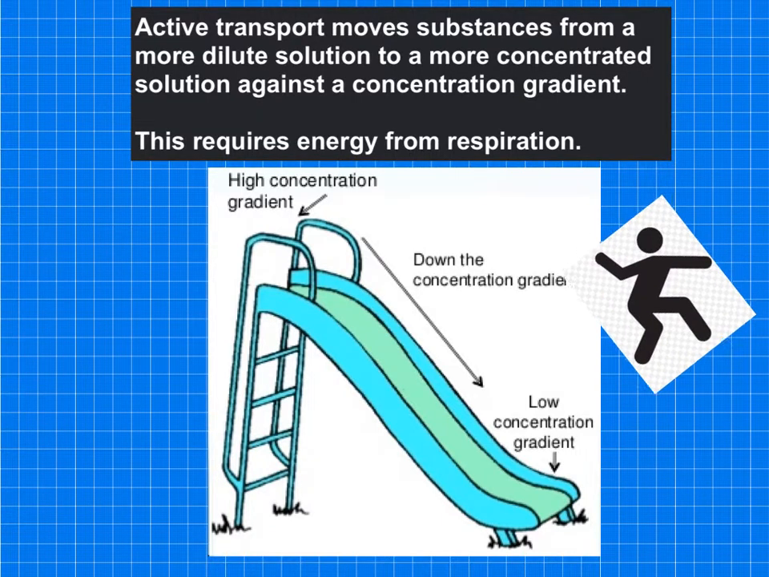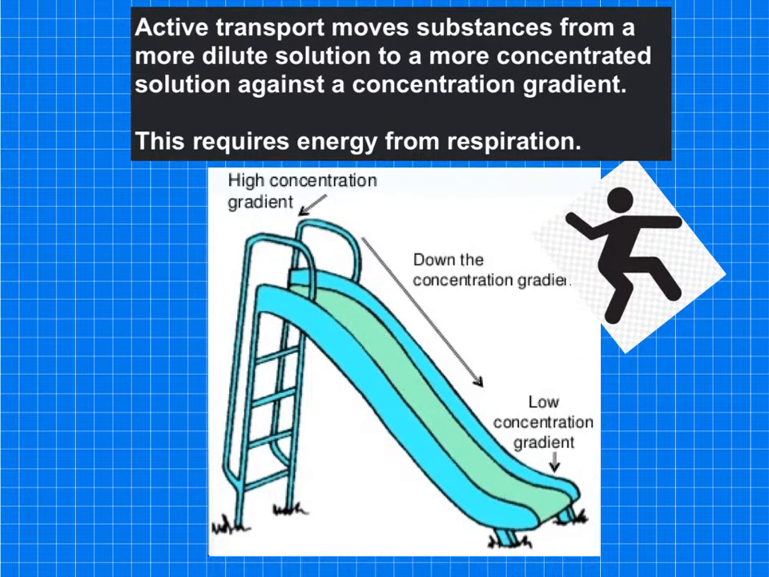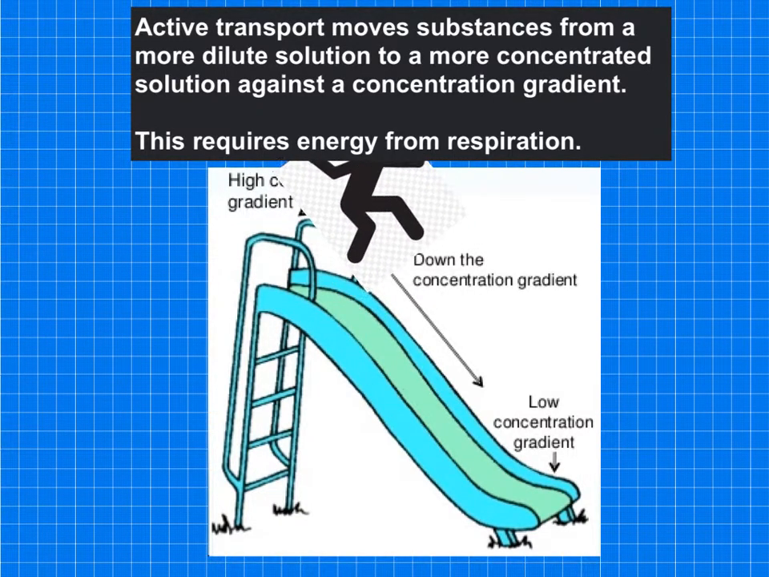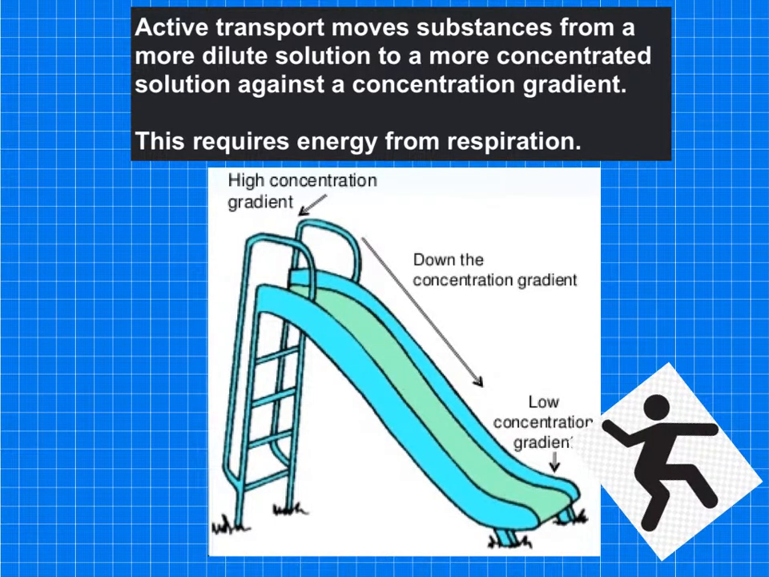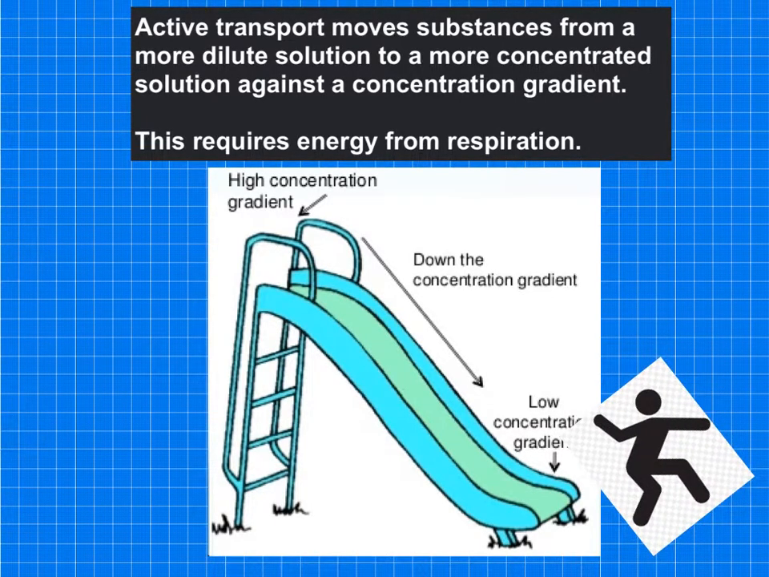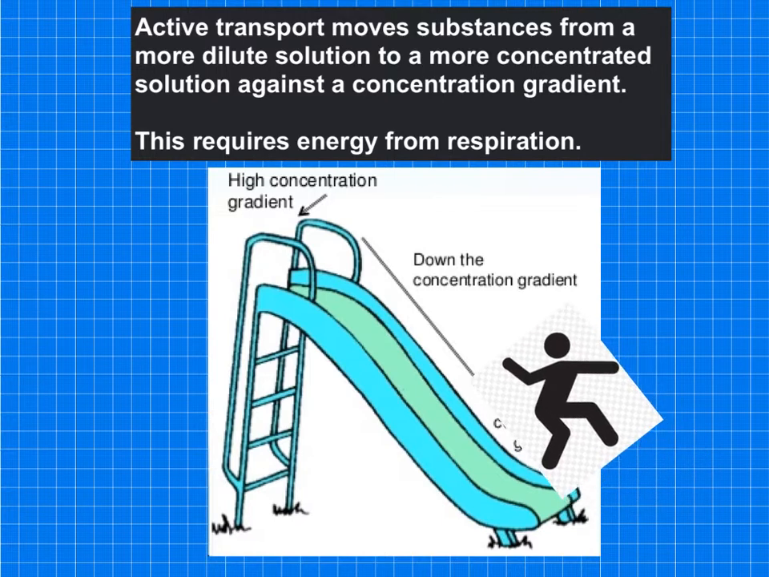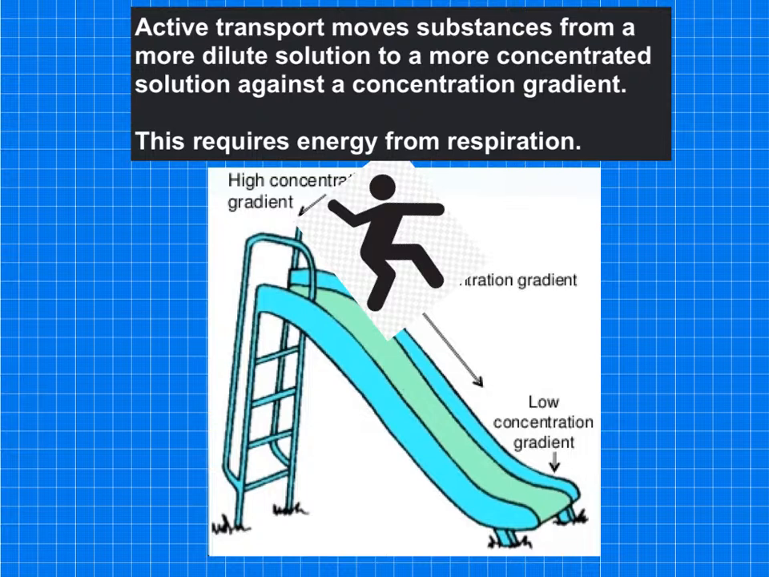So if we look at the analogy of movement of molecules down a slide, well, in diffusion, they go down a concentration gradient from a high concentration to a low concentration, or we could say from a more concentrated to a more dilute solution. However, in active transport, it's got to go the opposite way, so it's got to go from a low concentration to a high concentration, and that's moving against a concentration gradient.